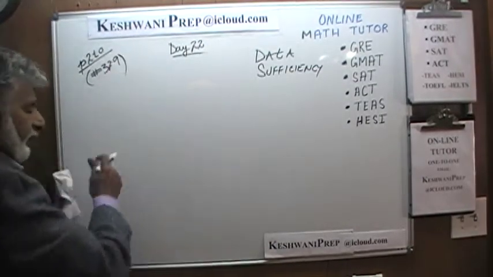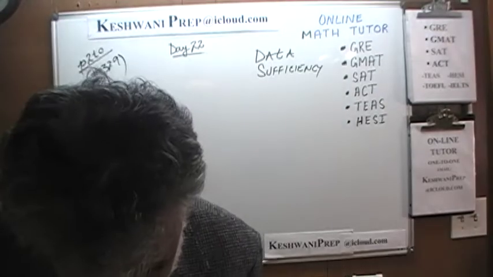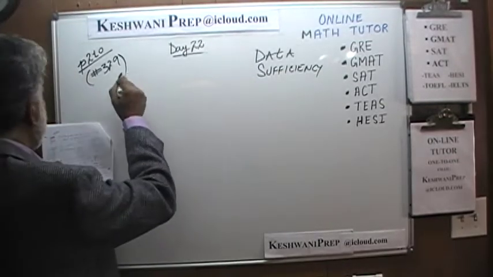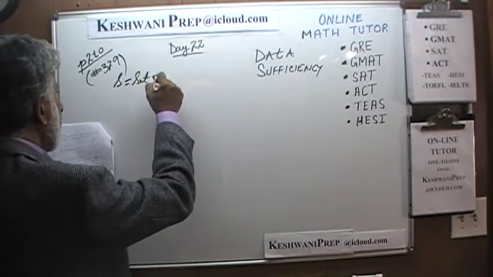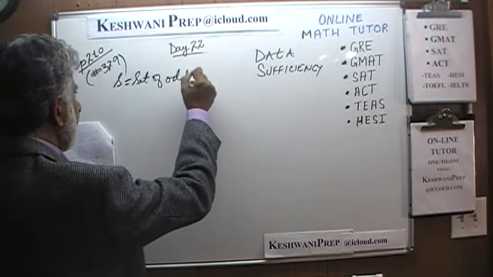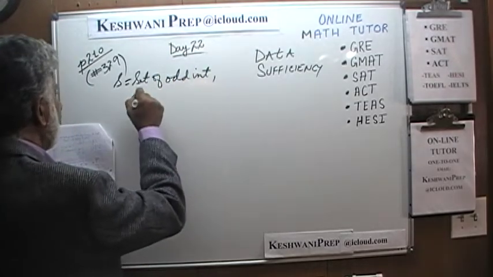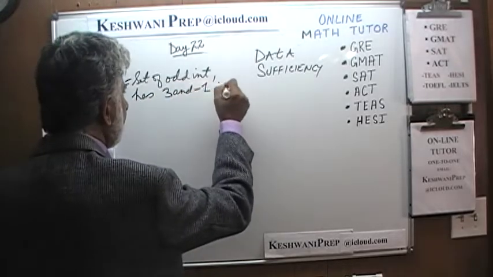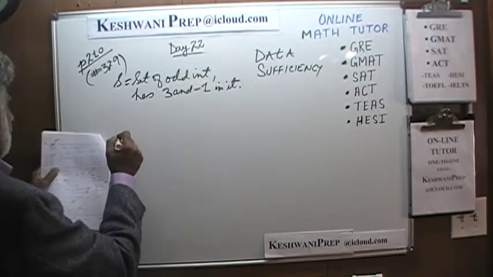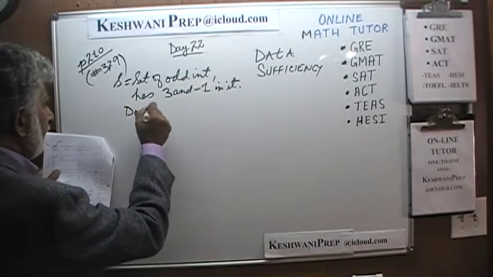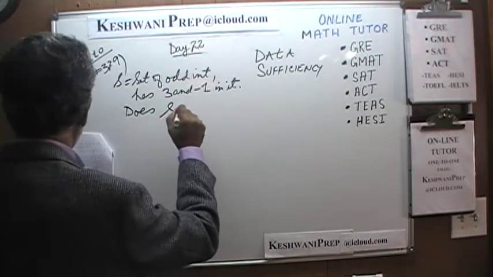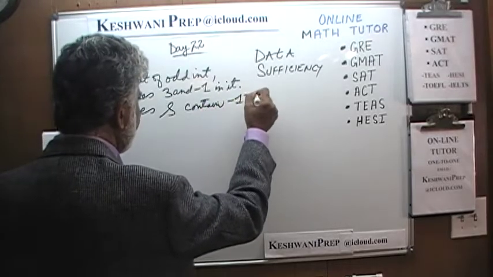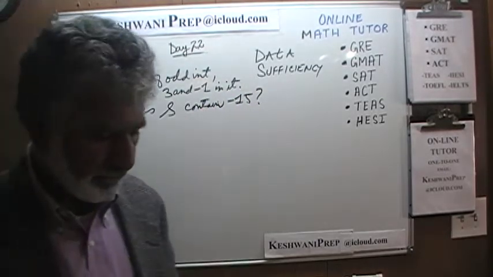329. Let's see what 329 has to say. 329 says that S is a set of odd integers, and it has 3 and negative 1 in it. Question is, does S contain negative 15? That's not how I have it written in my notes here.